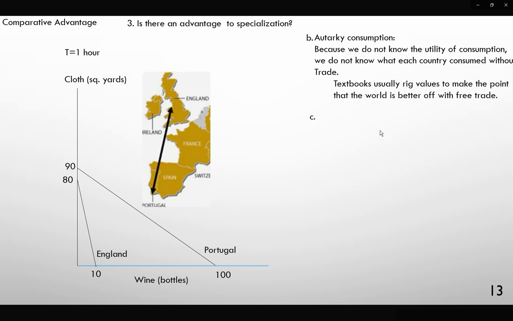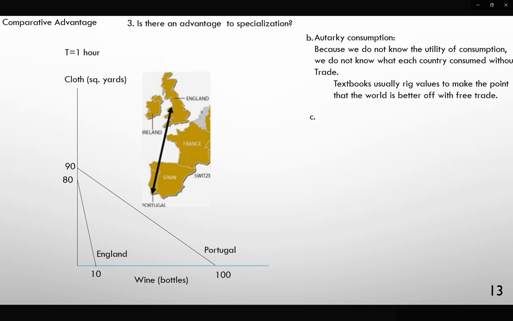Okay, so first, to know whether the world is better off or not, they're not only rigging where you get comparative advantage, they're also rigging the argument about whether or not the world is better off by rigging the autarky consumption examples. We can't know what autarky consumption is without utility functions, and we can't know what the terms of trade are without that. So this is another way, and you just have to know that they rig examples. I'm not asking you to know the two different ways that they rig examples, but I do want you to know that there are two different ways.